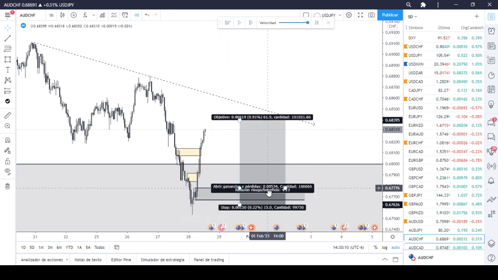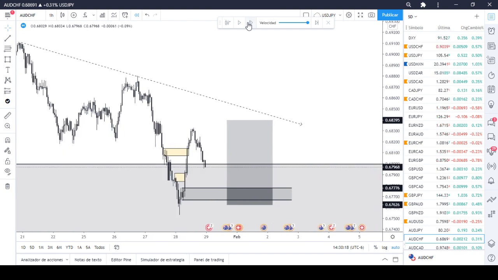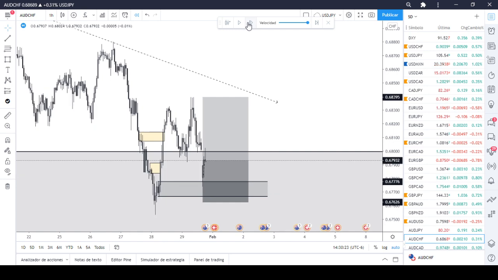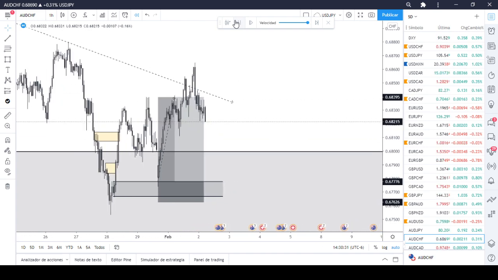15 pips stop loss, 61 pips profit. Price on Sunday opened with a gap. Let's see. They just went there to fill their orders, and they are going up. See?